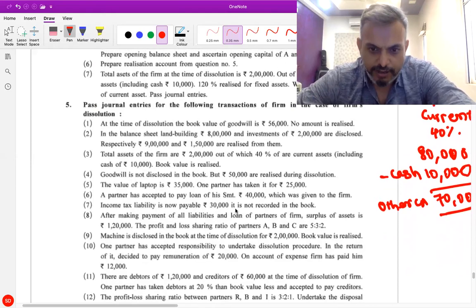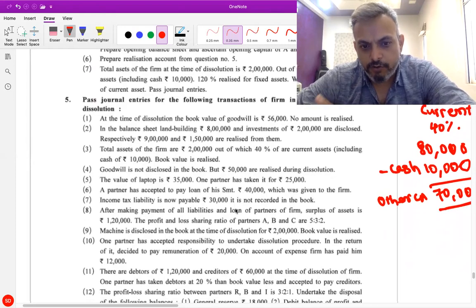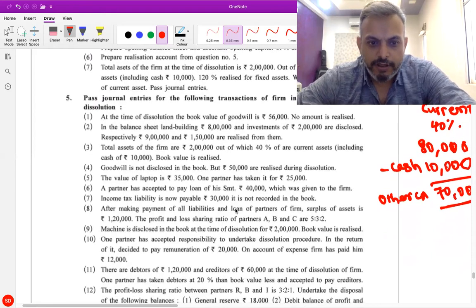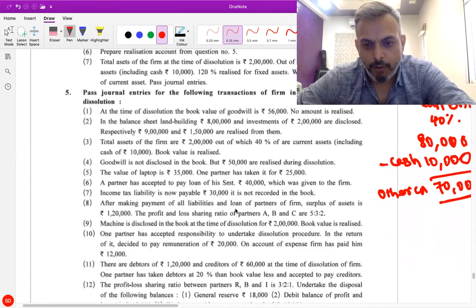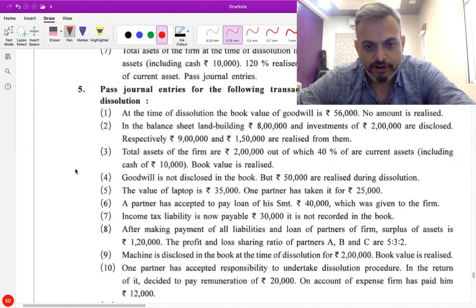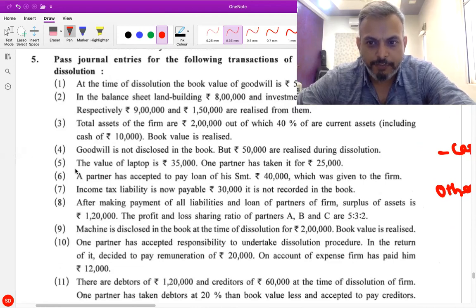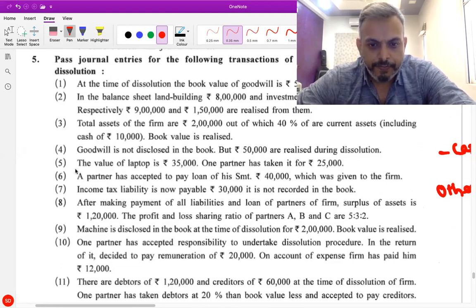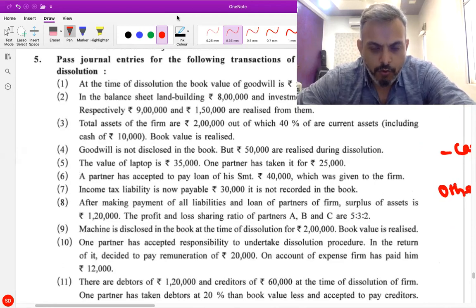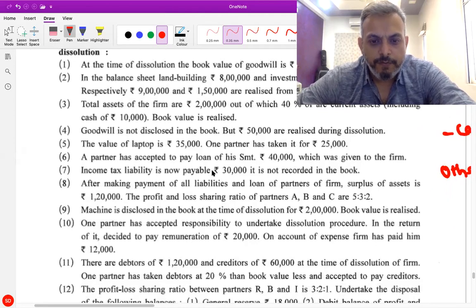Everything is in the video lecture, so you can go through it in case you want a revision. Now the fourth one: again goodwill is not disclosed but 50,000 is realized, so cash account debit to realization account credit. Value of laptop is 35,000. One partner has taken it for 25,000. So 35,000 will be transferred to realization account debit, laptop account credit, and the partner has taken it for 25,000. So partner's capital account debit to realization account credit.